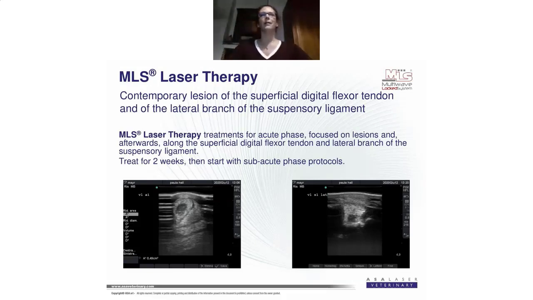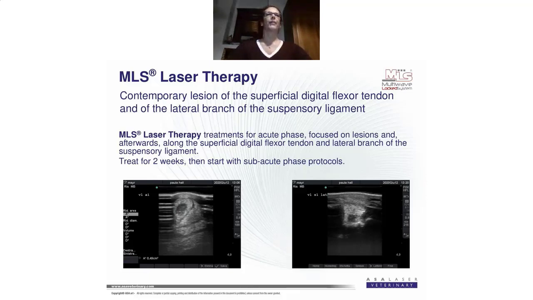Here, just a very unusual case. We have a contemporary lesion of the superficial digital flexor tendon and the lateral branch of the suspensory ligament. So I don't know if you have had something like this in a horse. To me, it happened only one time that they were together in the same leg, but the treatment was exactly the same. I mean, if it is the acute phase, I will use the protocols for the acute phase.